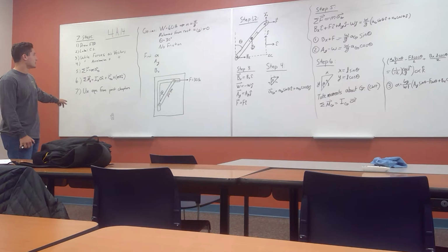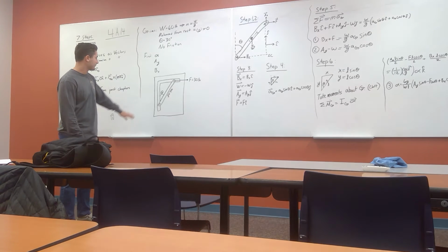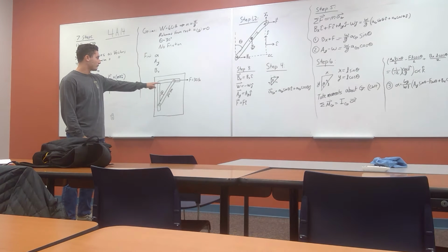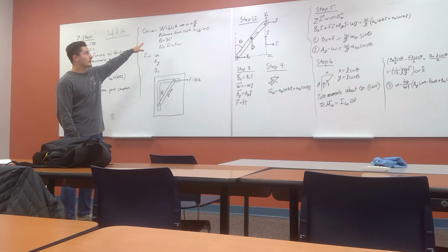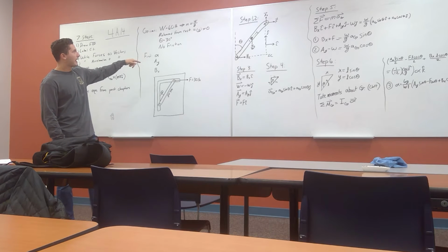7 steps of chapter 5. And in this problem, we are given roughly this shape and a force on it. We're given the weight of the thin bar, which from that we can get mass. And then we're also given that it's released from rest.